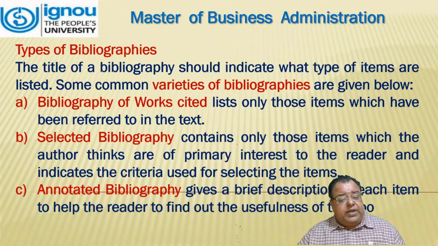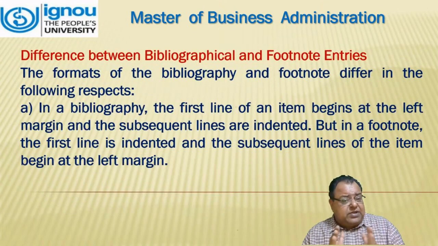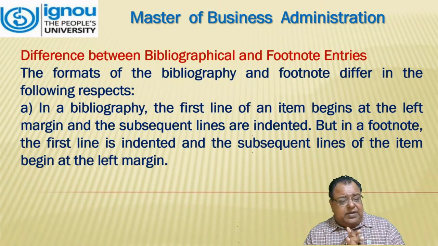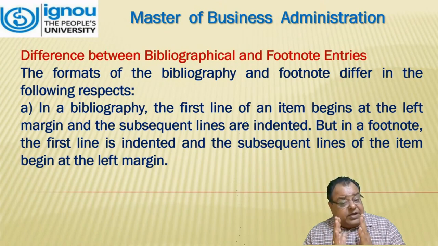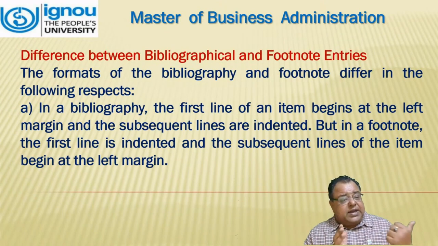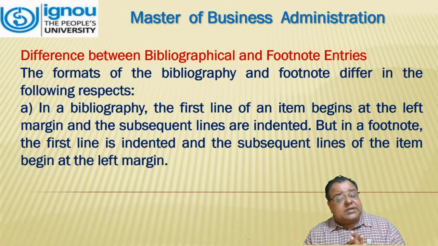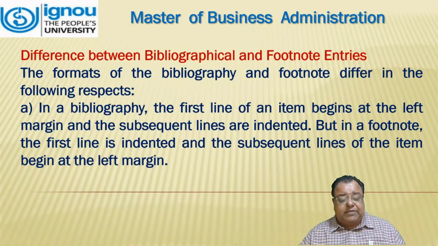Annotated bibliography gives a brief description of each item to help the reader find out the usefulness of the book. What is the difference between bibliography and footnote entries? The format of bibliography and footnote entry differs in the following respect. In a bibliography, the first line of an item begins at the left margin and the subsequent lines are indented. But in a footnote, the first line is indented and the subsequent lines of the item begin at the left margin. This is the basic difference.